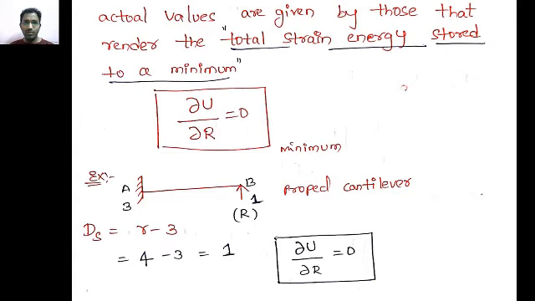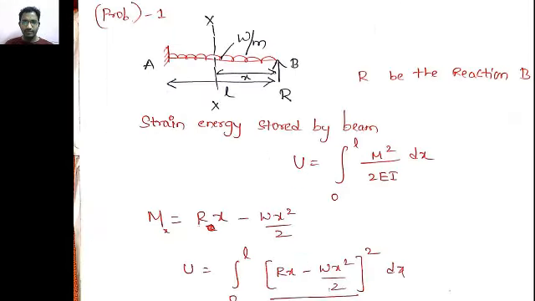Now we will move to one simple case. I am taking a simple example to explain how to get the unknown reaction: a propped cantilever beam carrying a UDL. Here R is the unknown reaction at the support B. So what is the strain energy formula? U is equal to the integral from 0 to L of M squared by 2EI into dx.